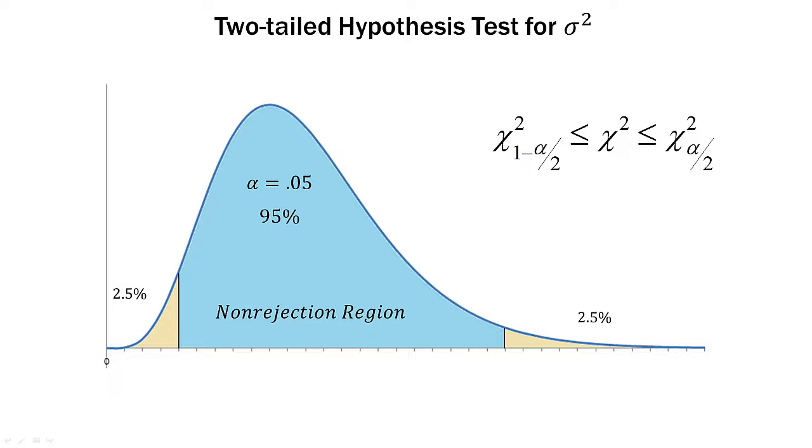On the left-hand side, we have 1 minus alpha over 2. So in this case, it's 1 minus 0.025, or 100% minus 2.5%. That's all that means. So our chi-square value here in the middle is between a chi-square with 0.025 probability in the upper end and a chi-square with 0.975 cumulative probability here on the left-hand side. This is just setting the ends of our non-rejection region. So we can go ahead and label those on the axis below.